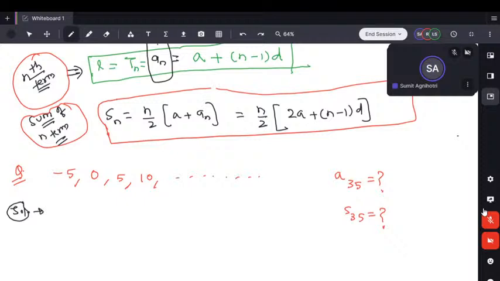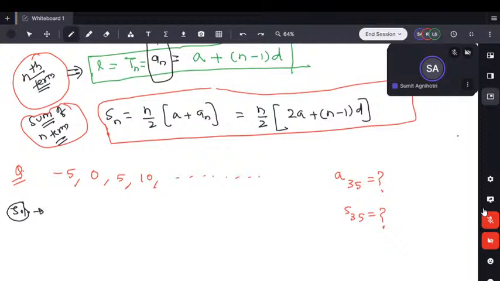And now you can tell me the answer a35 by using the concept here, a plus n minus 1 d. That means a plus 35 minus 1 d, and you just need to put all these values. Minus 5 plus 34 times d, which is 5. It is minus 5 plus 170, isn't it? 165 that you got? Yes, sir, I got 165.